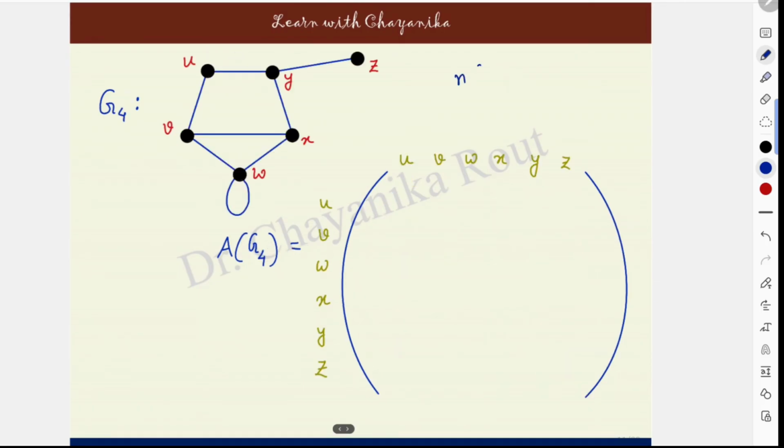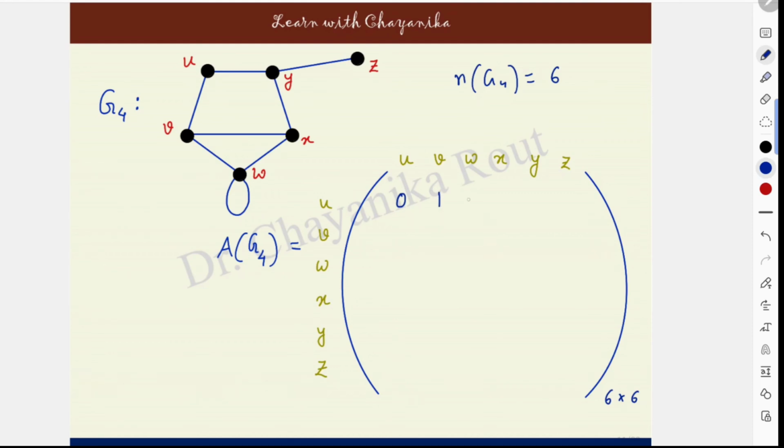Here the order of the graph G4 is 6. So, my adjacency matrix is going to be a 6 cross 6 matrix. I have labeled the rows and columns by the name of the vertices. So, let us start to fill the matrix. There is no edge having U as both the endpoints. So, the first entry is 0. Between U and V, there is one edge.